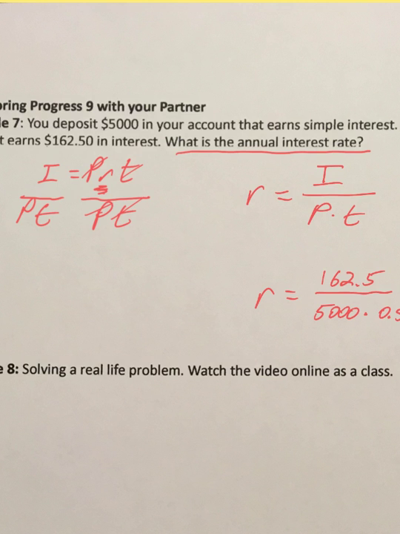Wait, why is it 5,000.05? That's 0.5. No, I'm saying why is it? So tell me, did anyone calculate the interest rate yet?